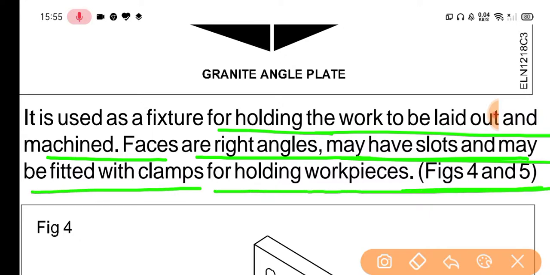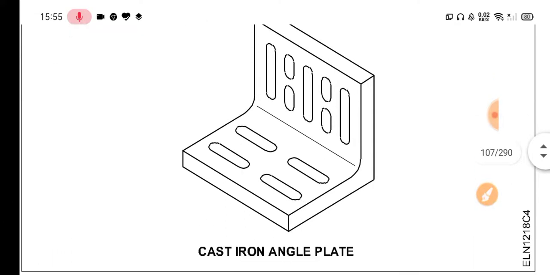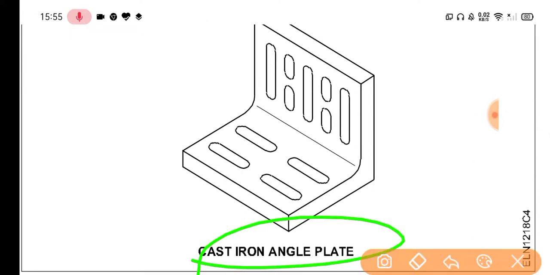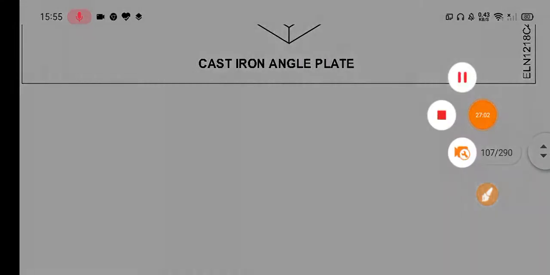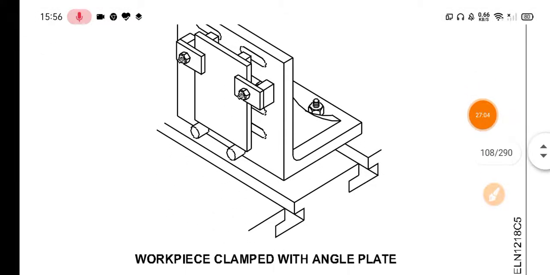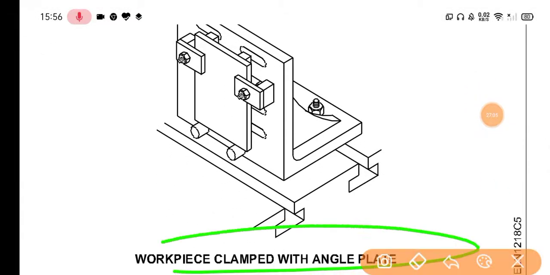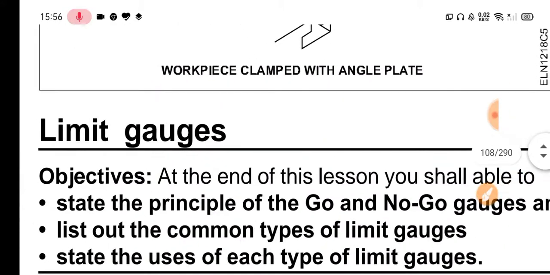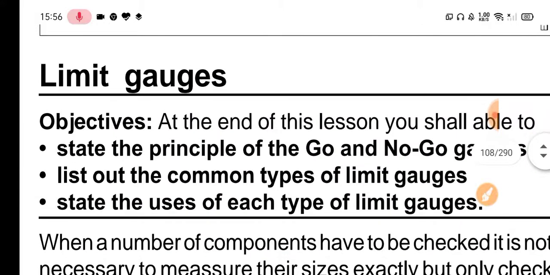Pictures 4 and 5. This is the cast iron angle plate, and this is the workpiece clamped with the angle plate. Now about the limit gauge.